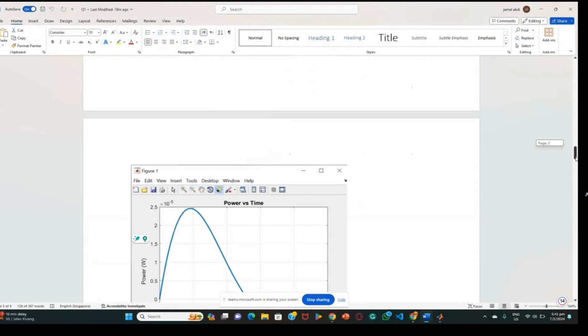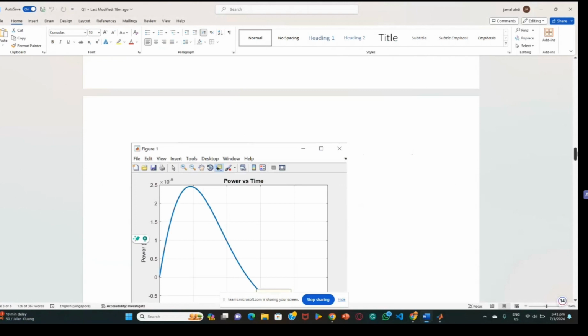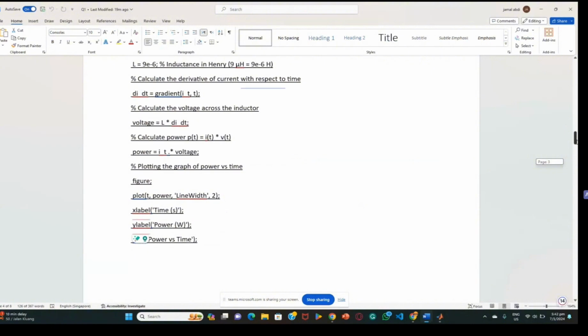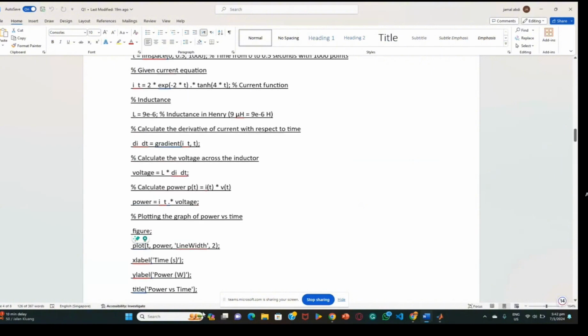So that's what I answered in MATLAB. And this is the graph, and when the time is 0.4, the power is equal to 0.8, minus 8.2908. So I will check, and I will copy the code.